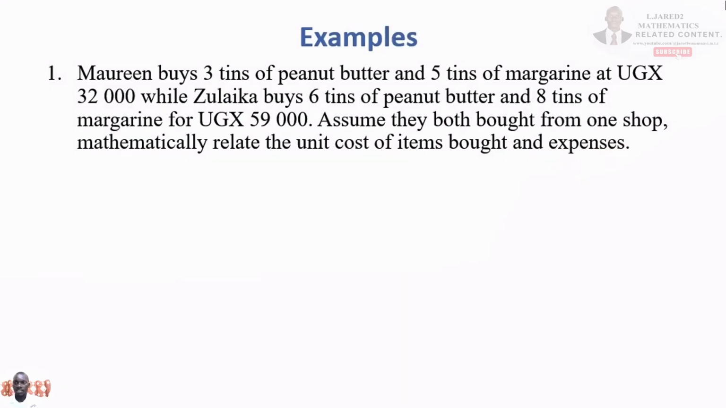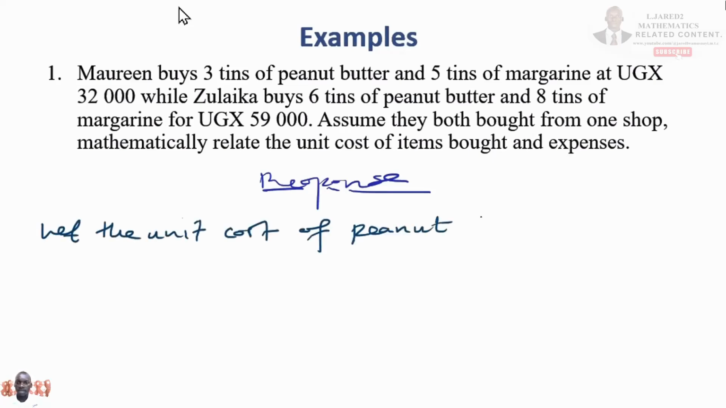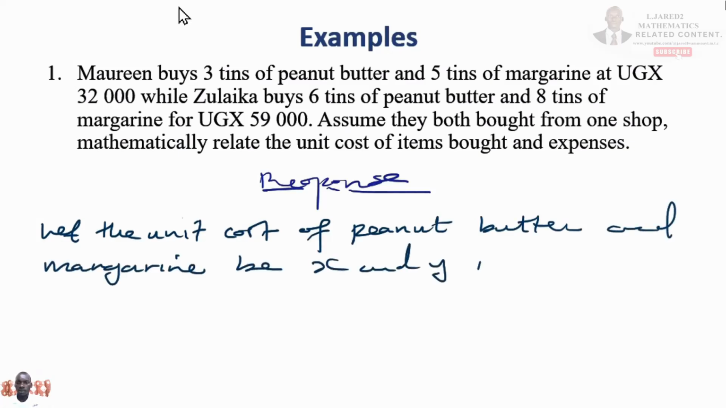Simply in here, they want us to formulate simultaneous equations containing symbols and words, and should be expressed mathematically. Let us have our response here. In here, we have Maureen and then Zuleika. What is the most important here are the steps followed when we are forming these simultaneous equations. Step number 1, you begin by letting. So we can say that let the unit cost of peanut butter and margarine be x and y respectively.